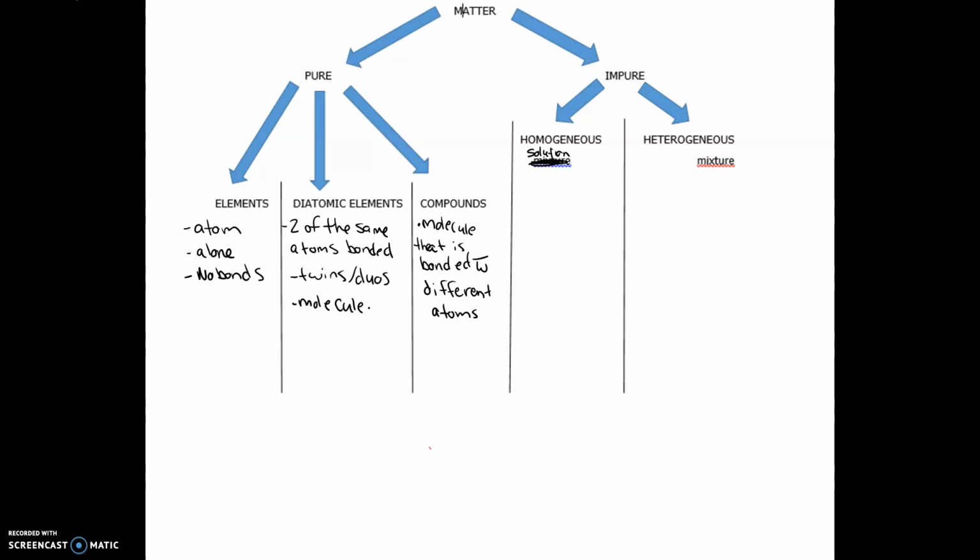For an impure substance, that is some kind of mixture. So we have homogeneous or heterogeneous. Homogeneous is a solution, so it looks all the same. It looks like it just has one phase. Whereas heterogeneous, we can call that a mechanical mixture. And it looks different. You can see the chunks.